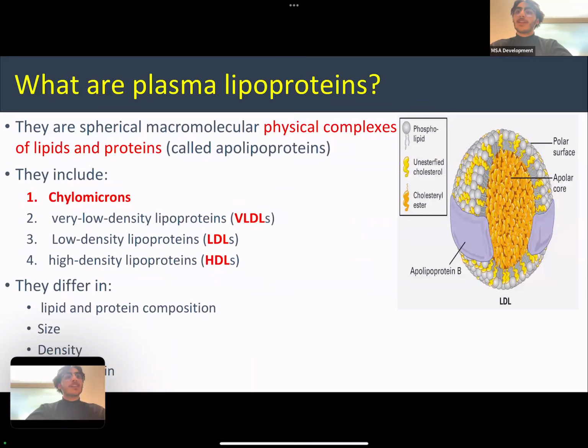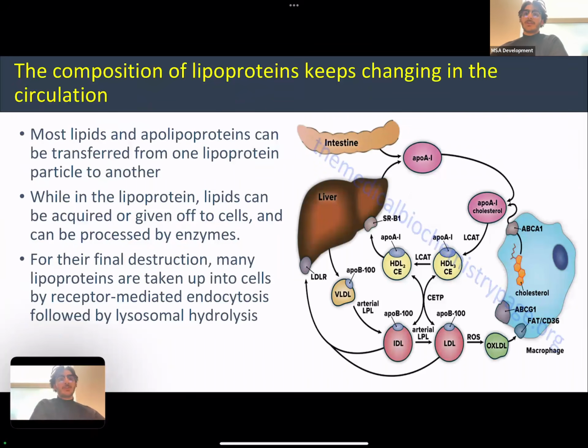So what are plasma lipoproteins? Plasma lipoproteins are just another method for us to transport lipids and cholesterol throughout the body. They're made up of phospholipids and unesterified cholesterol in the surface membrane. This is because these are less hydrophobic. Then we have cholesterol esters buried deep in the core, because as I mentioned, cholesterol esters are much, much more hydrophobic than unesterified cholesterol. And finally, we have apolipoproteins. Now, apolipoproteins is a very important concept and it's very high yield. So make sure you understand this concept very well, and we'll be going over it very shortly.